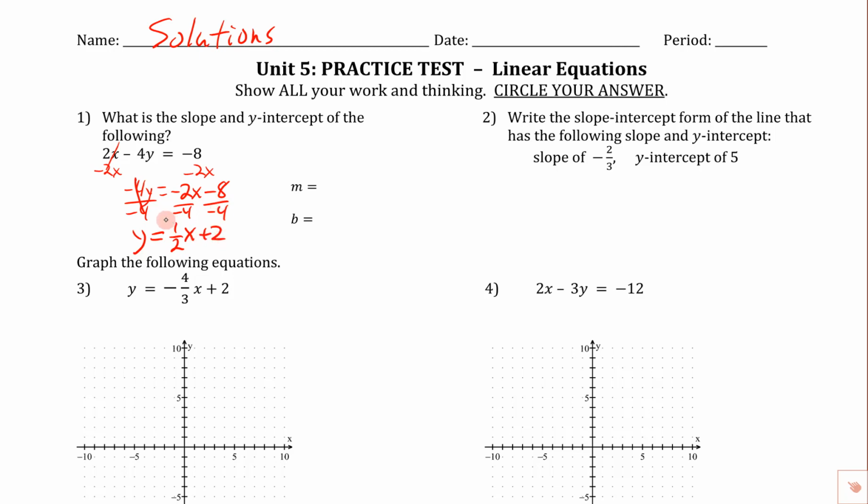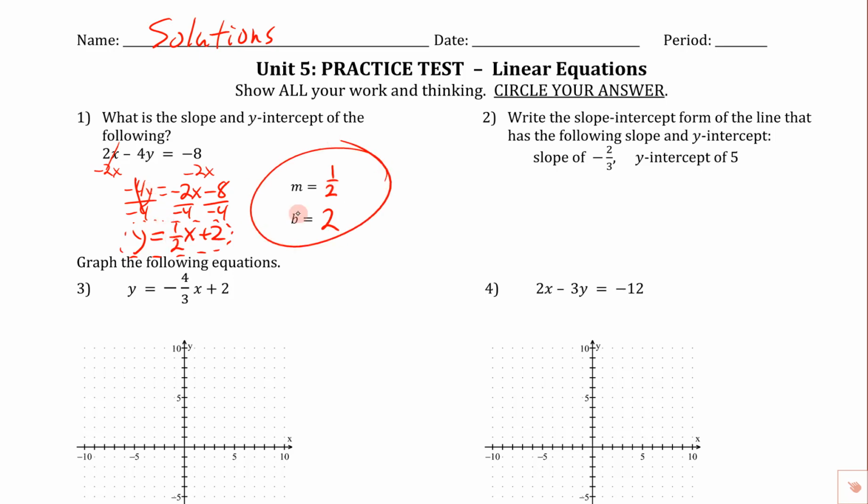So that is the slope-intercept form, and that's kind of the work, but the answer on this one is just saying what the slope and the y-intercept are. So the slope on this one is 1/2, and the y-intercept on this one is 2. There's our answer. So here's our work, there's our answer.